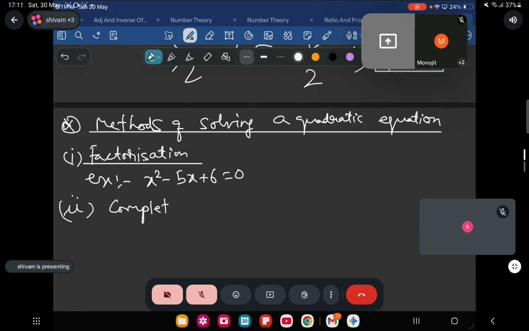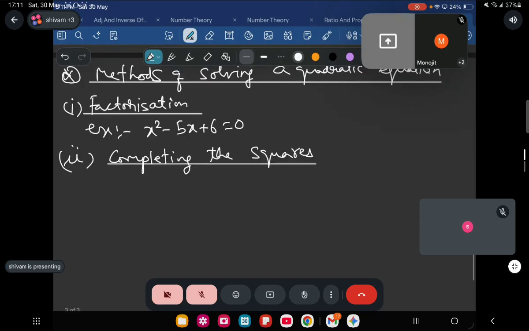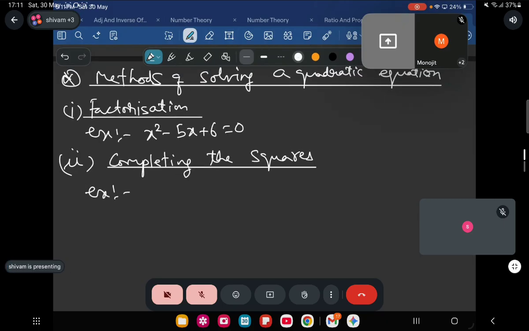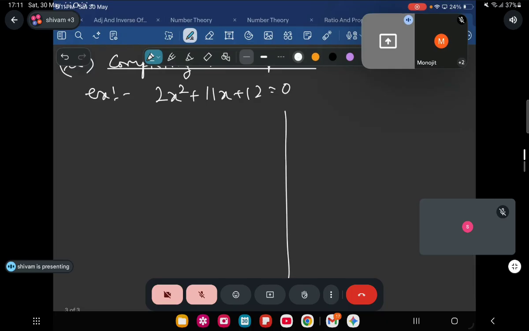Sometimes the school asks you to solve the quadratic using completing the squares. Pay attention, everyone. For example, you are given 2x square plus 11x plus 12, okay, equal to 0. This can be done in 2 distinct ways. Pay attention.